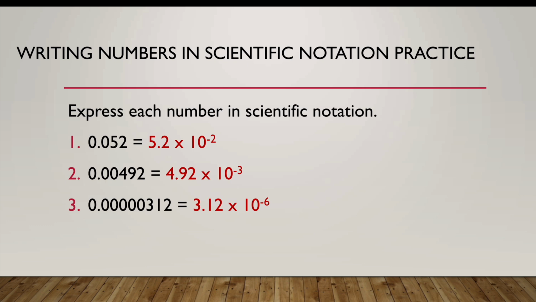For the first one, 0.052, you should have 5.2 times 10 to the -2nd power. For 0.00492, you should have 4.92 times 10 to the -3rd power. And for 0.0000312, you should have 3.12 times 10 to the -6th power.